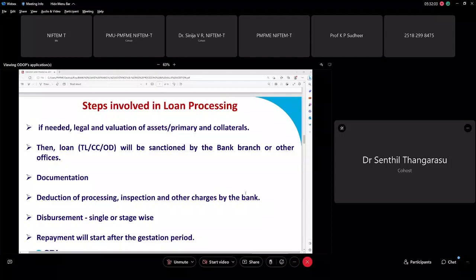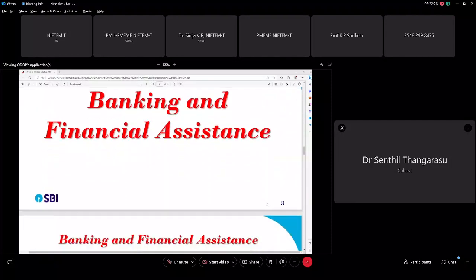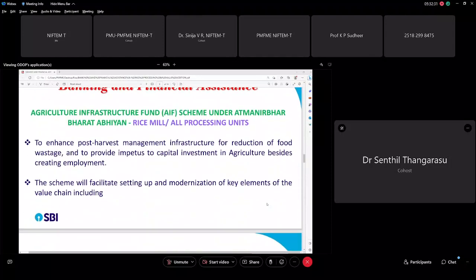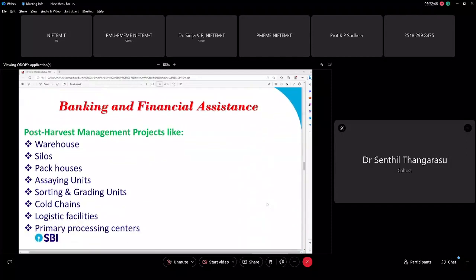Under AIF, Agriculture Infrastructure Fund, these are all the activities we can cover. Warehouse: suppose the rice producers want to construct a rural godown or warehouse, that can be financed by this. Or they want to construct silos, whether machinery or constructed with brick and cement, we can offer. Then assaying units, lab constructions also we can finance under these schemes. Sorting and grading units, or primary processing units, we can cover. Cold chain, from farm to the end, we can cover. Cold chain activities also we can cover.